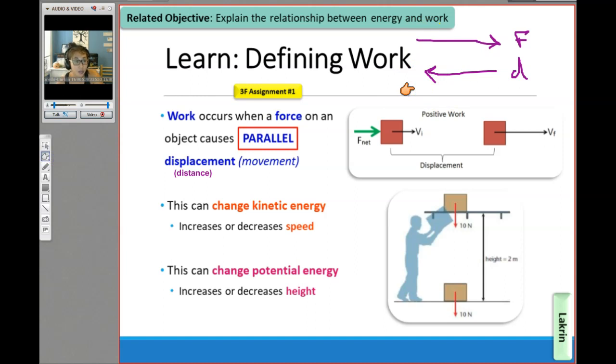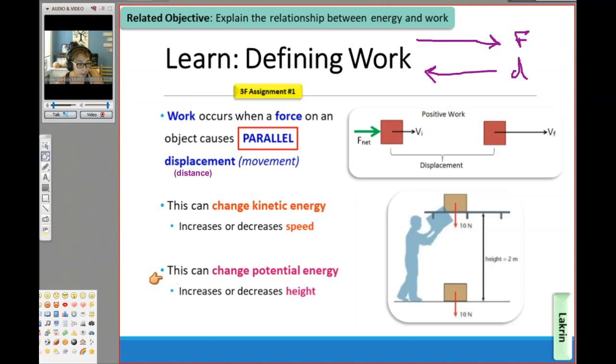All right, now what this means is that that force can actually change the kinetic energy, because remember we said work is a change in energy. So if you increase or decrease the speed using the force, then that's changing kinetic energy, and that is work being done on the object. On the other hand, you can also change the height of the object, which would change its potential energy. Again, anytime we have a change in energy, we're doing work on the object. We're changing the amount of energy that the object actually has.